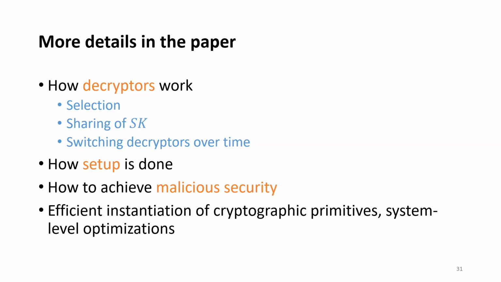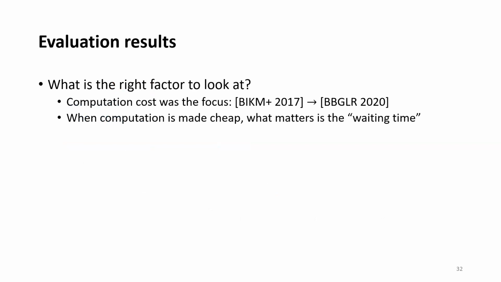Just to clarify, so here we have 2 round trips for the semi-honest case, but for the malicious case, we only have 1 additional round trip. So we have 3 round trips overall. Okay, so finally, I will talk about the evaluation results.